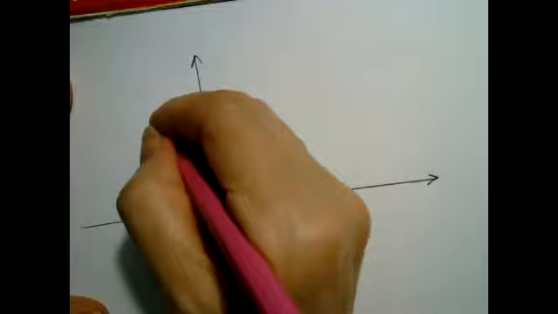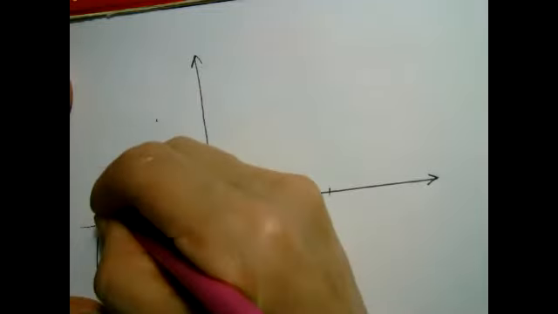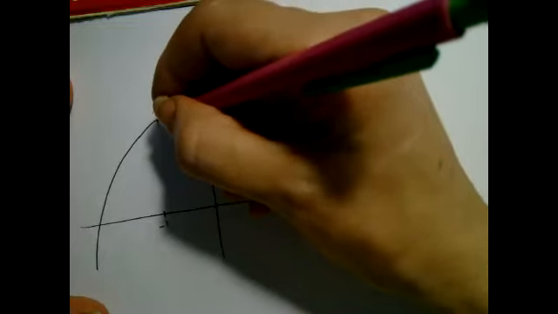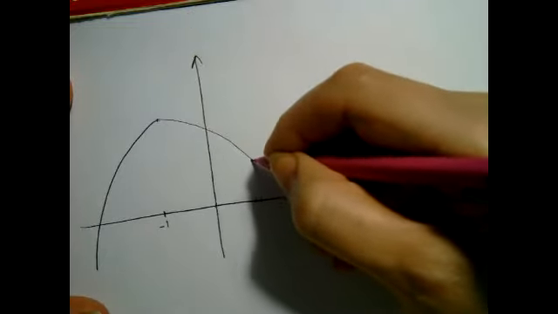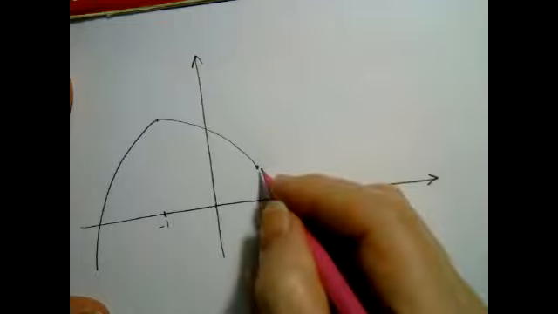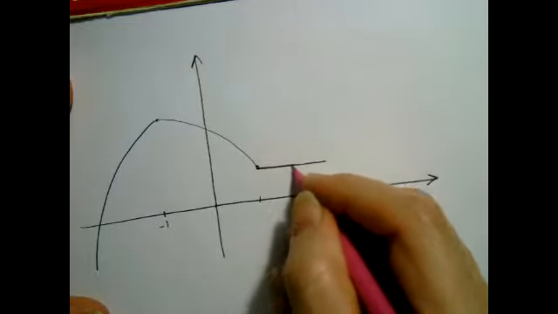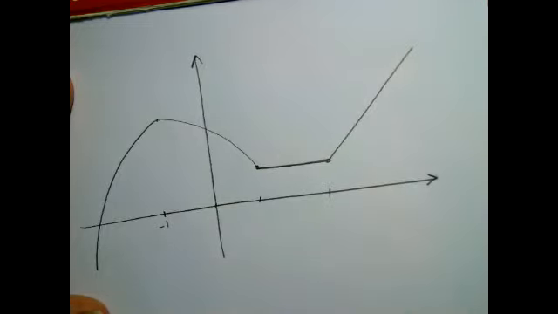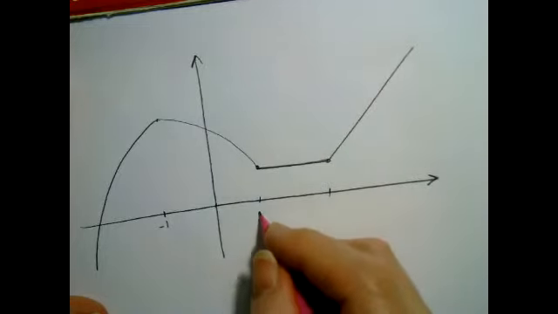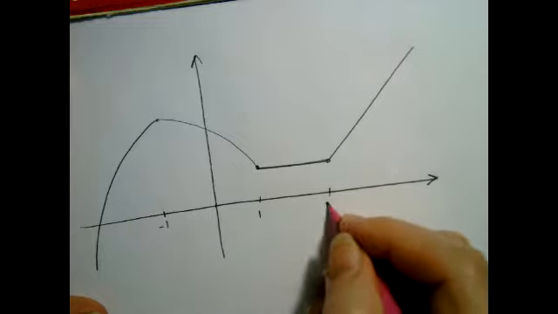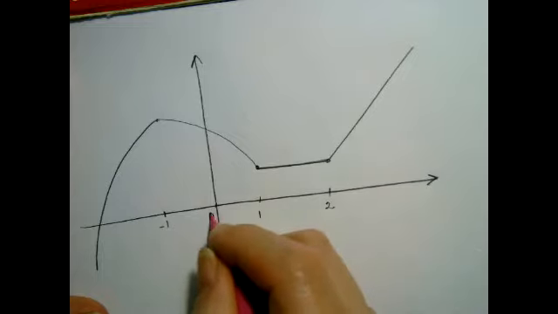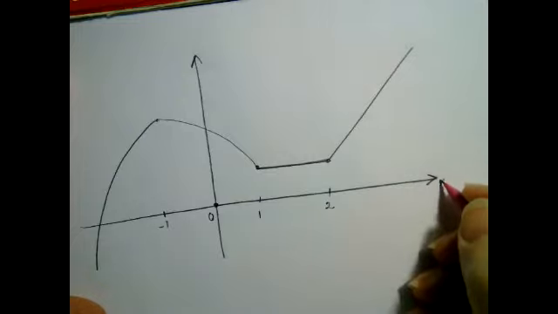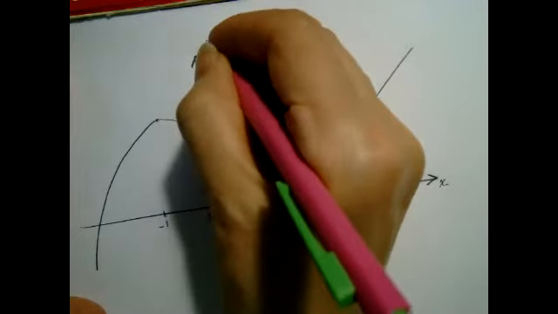And my function looks like that. It's going to go like this, and it's going to go like that, and then it's taking off. That's my graph. I'm going to call this 1. This is a 2. This is a 0. And that's the graph of f. So this is x, and this is f of x.